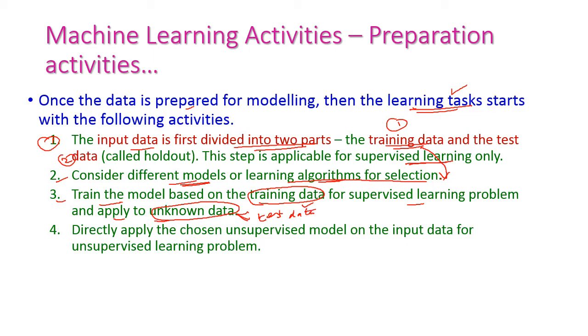And the fourth one is to directly apply the chosen unsupervised model on the input data for an unsupervised learning system. So when it comes to an unsupervised model, there is no need to divide the data into two parts, training and testing. We directly give the data to our model.